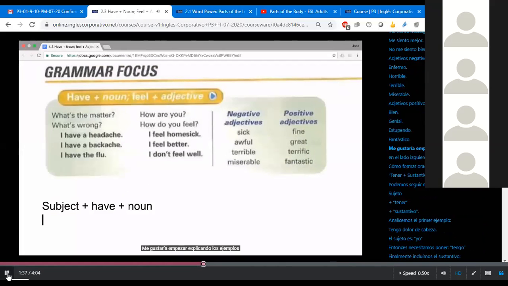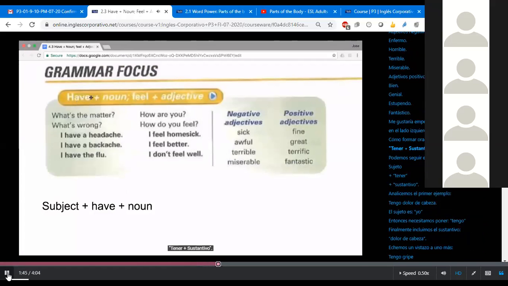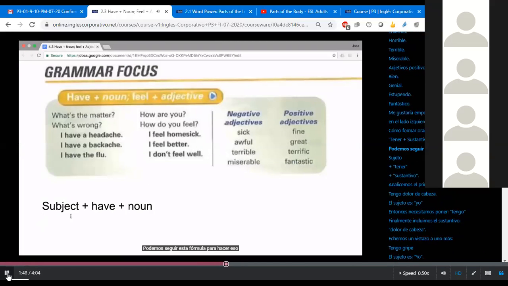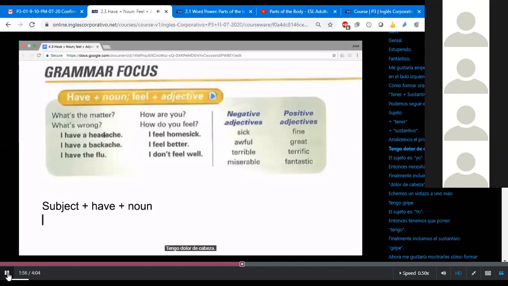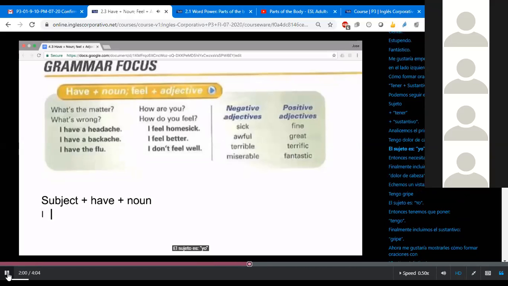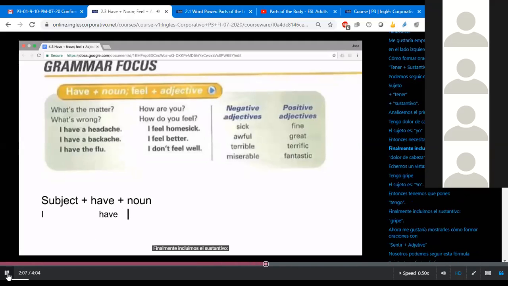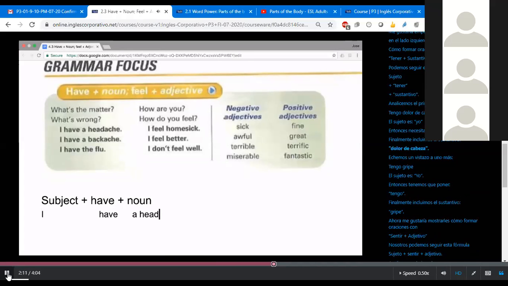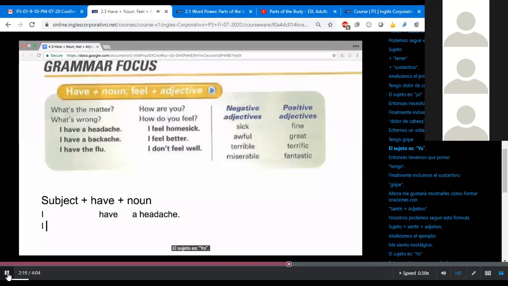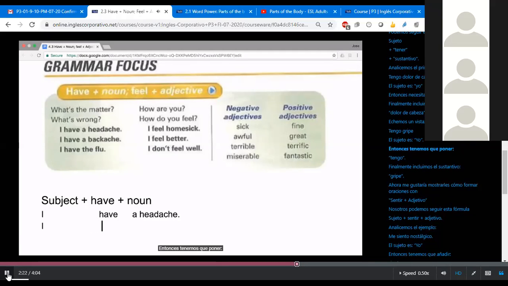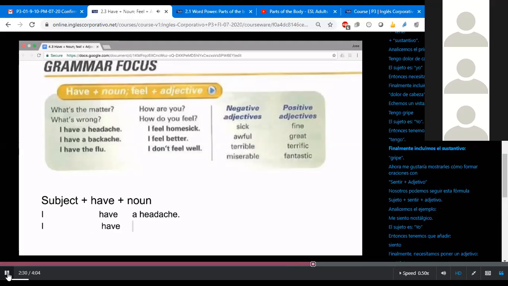I would like to start by explaining the examples on the left-hand side of this chart. How to form statements with have plus noun. We can follow this formula to do that. Subject plus have plus noun. Let's analyze the first example. I have a headache. The subject is I. Then we need to put have. Finally, we include a noun, a headache. Let's take a look at one more example. I have the flu. The subject is I. Then we need to put have. Finally, we include the noun, the flu.